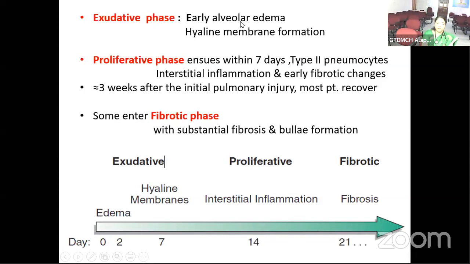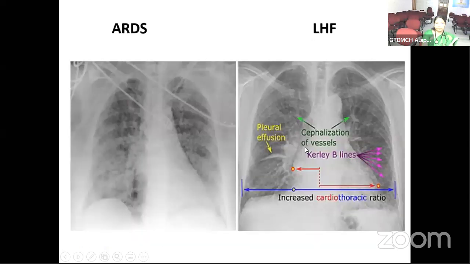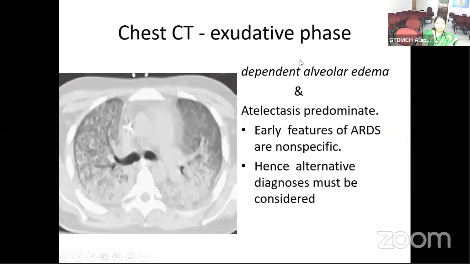Exudative phase: alveolar edema, hyaline membrane formation. Proliferative phase: type 2 pneumocytes. Then fibrotic phase: fibrosis, bullae formation. Then you have to differentiate from left heart failure. How to differentiate, I told you. Then it was the CT: dependent alveolar edema and atelectasis predominate in this.